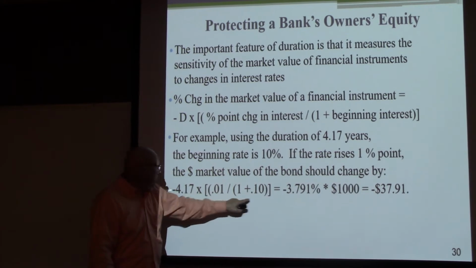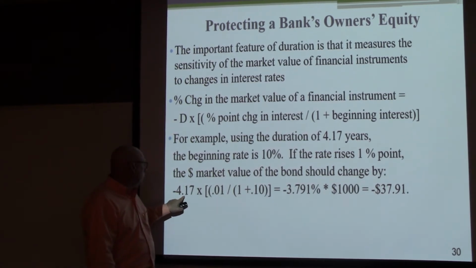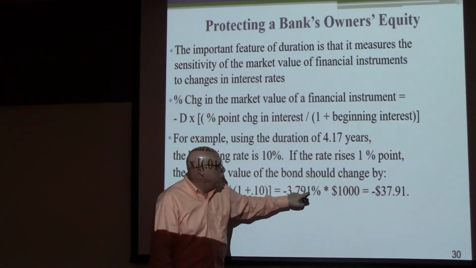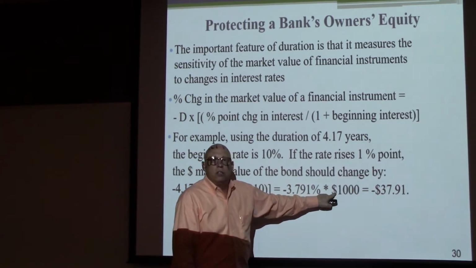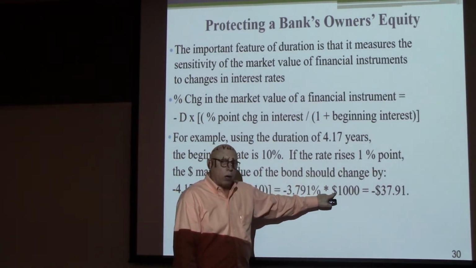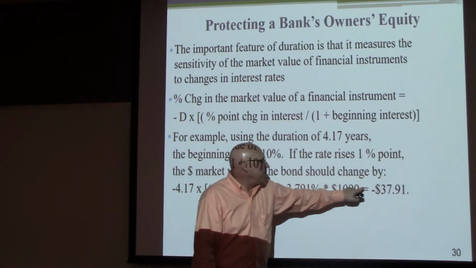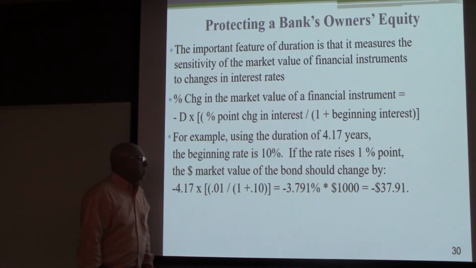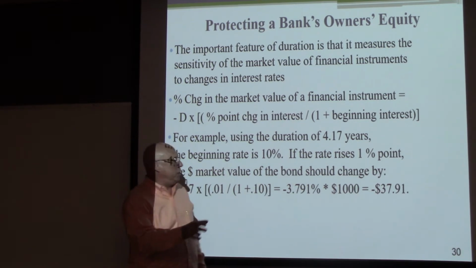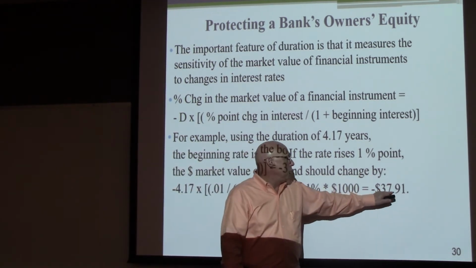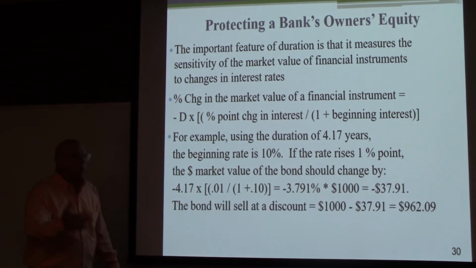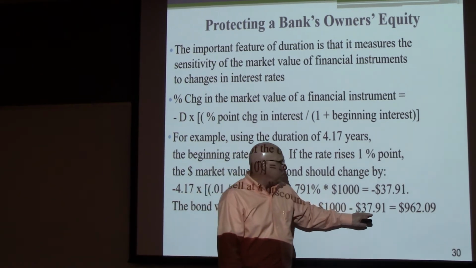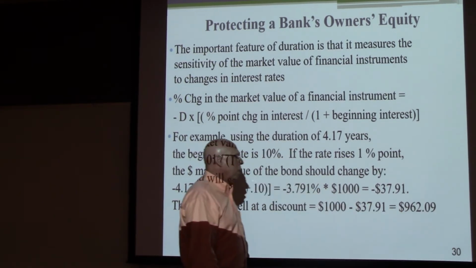1 divided by 1.1, then we multiply times minus 4.17, and we get minus 3.791%. We'll multiply that percent times the $1,000 par value, or market price of the bond, and we find that the bond will go down in price by $37.91. If interest rates go from 10% to 11%, this bond will go down in price by approximately $38. What will the market price be? It will be the current value of $1,000 minus $37.91, which is $962.09.